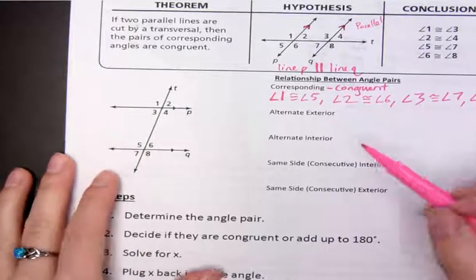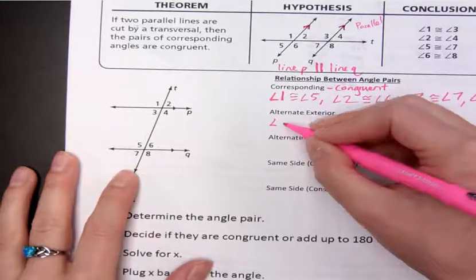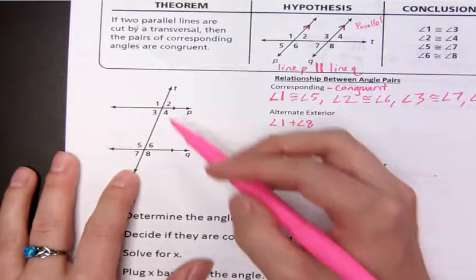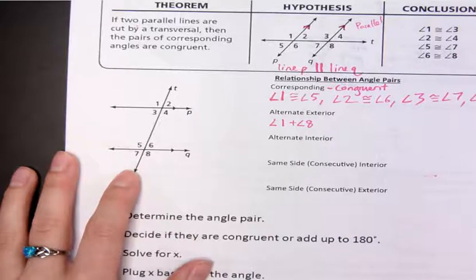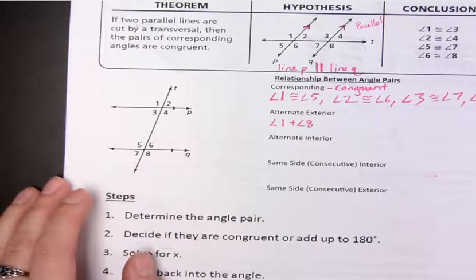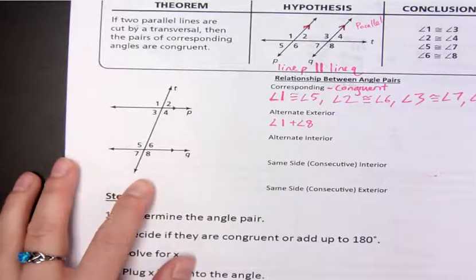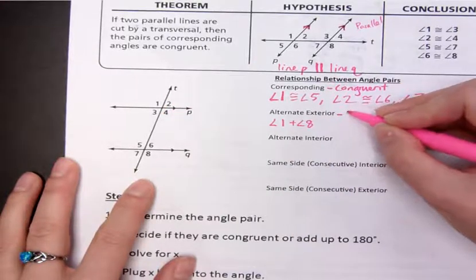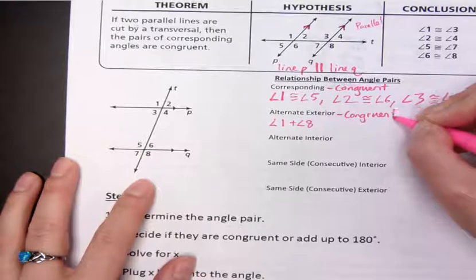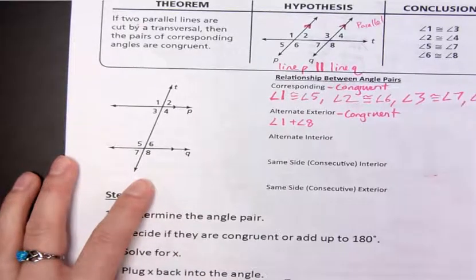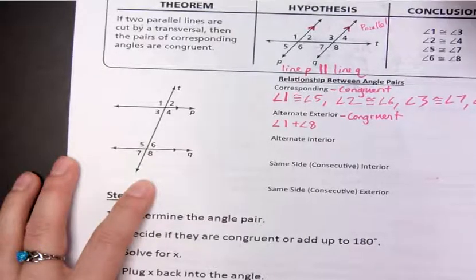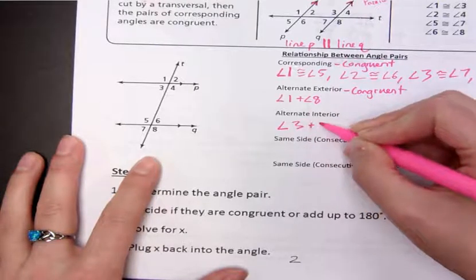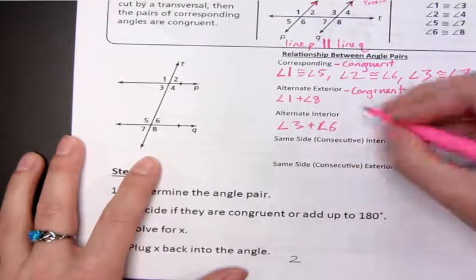Okay, alternate exterior. If we look at our alternate exterior, starting with angle 1 and angle 8, do you think those are congruent, or do you think they are supplementary? They're congruent. I think they're congruent. Why do you think they're congruent? They are both obtuse. Yeah, and you were correct. So alternate exterior, they're congruent. How about alternate interior? What do you think about those? Yeah, so if we have angle 3 and angle 6, the alternates are congruent. Yeah, those are congruent also.